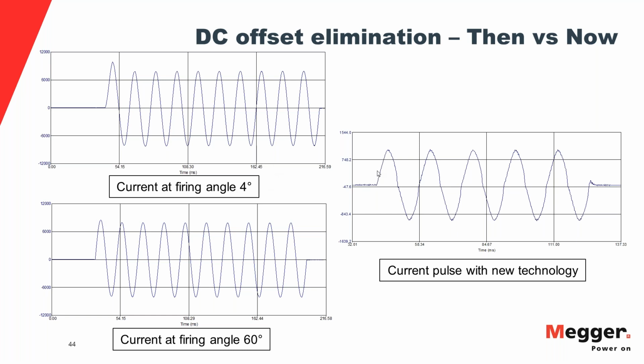And on the right, you have a waveform capture from a test set employing modern technology, solid state technology, where you can see that the offset has been eliminated completely. So all 5 cycles are completely alike.